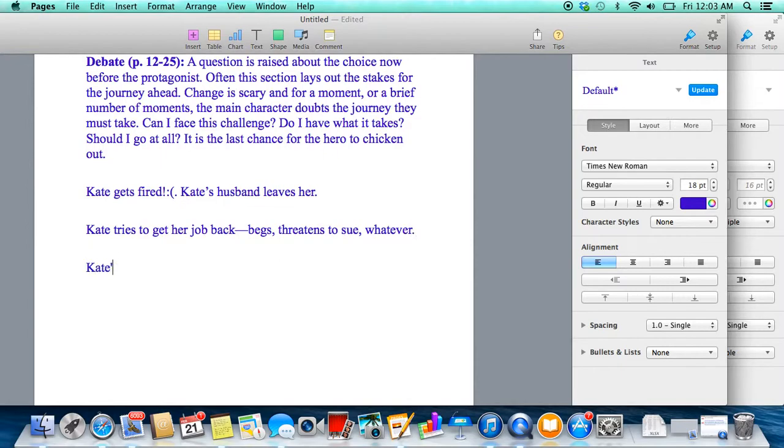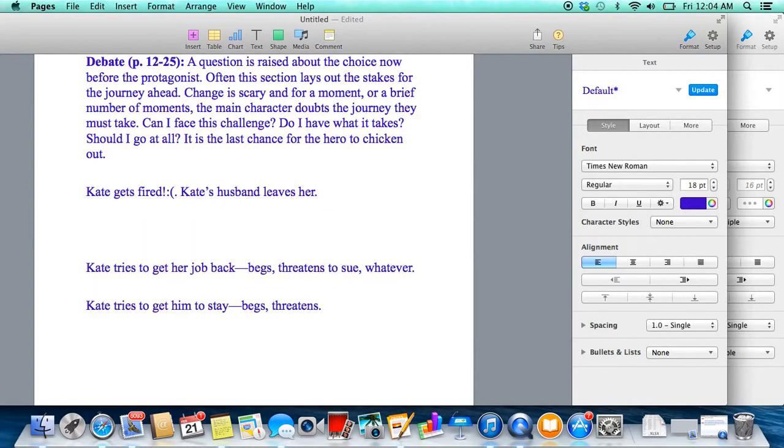And Kate's husband, what would she do? Kate tries to get him to stay somehow. Again, maybe she begs, maybe she threatens, who knows? Or maybe she's just stunned because maybe she can't control that or whatever. But yeah, that's generally where the character tries to get the world to stay normal or stay like it was, right?